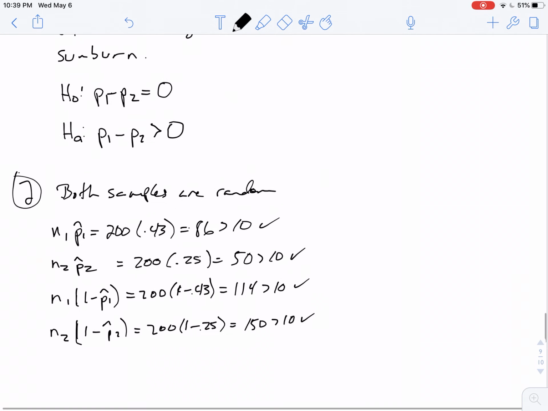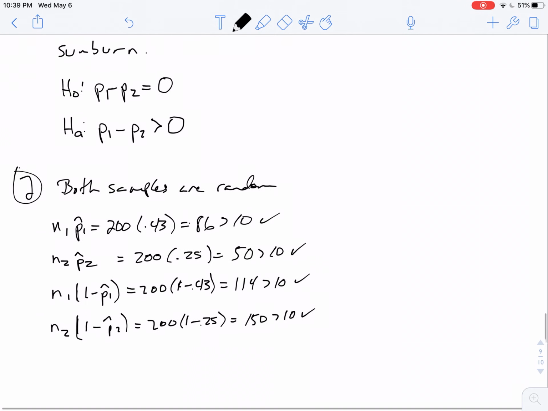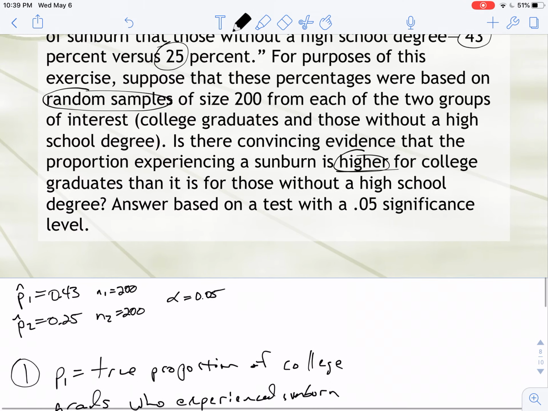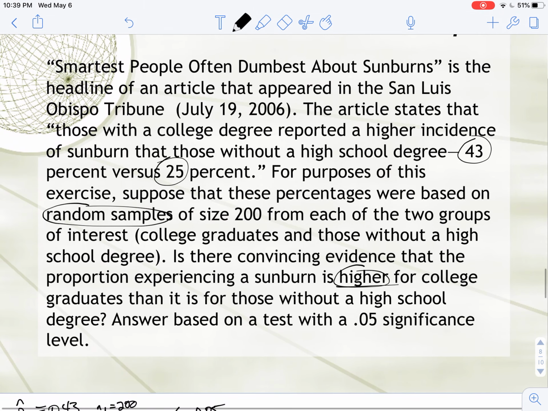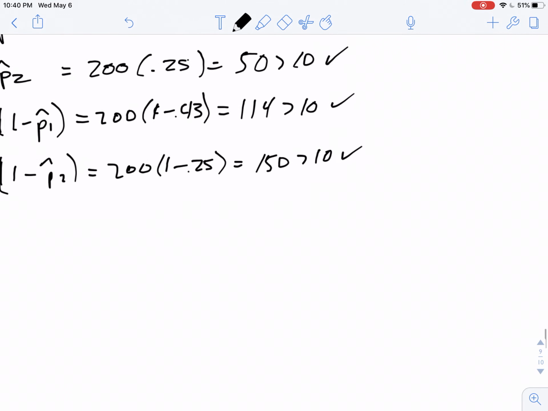And now I want to think about the independence condition, so that my samples are no more than 10% of the population. My sample sizes, again, were 200. If that were exactly 10%, my population size would be 2,000. Is it reasonable to assume that there's more than 2,000 people with a college degree? Yes. Is it reasonable to conclude that more than 2,000 people do not have a high school degree? Also yes.